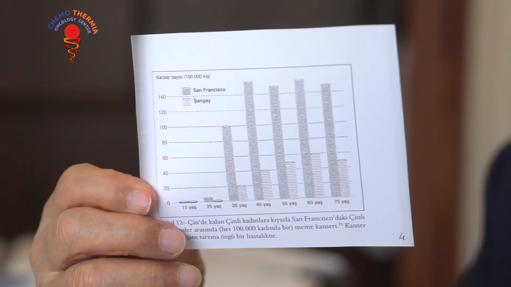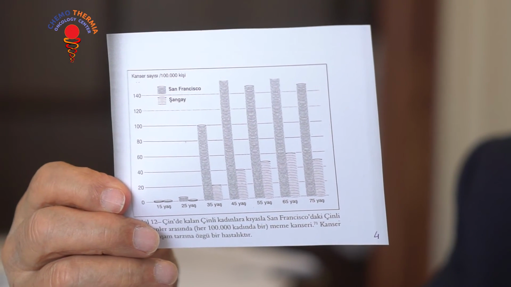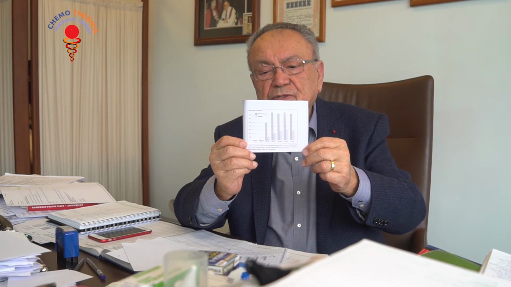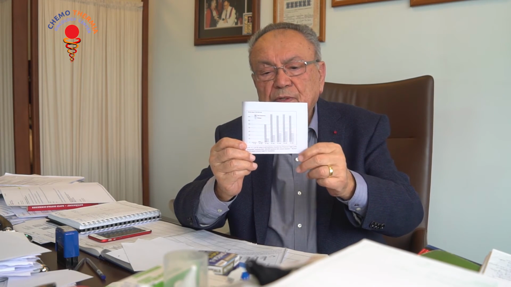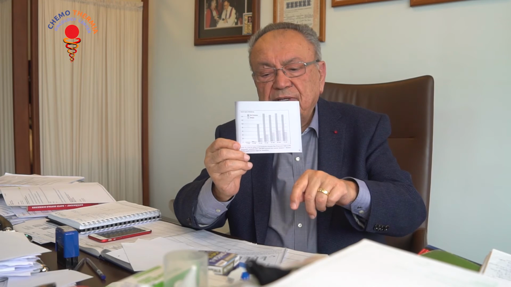Another example is the effect of nutrition in Chinese women. Chinese women in Shanghai, the cancer incidence by age groups: you see the lower columns are women in Shanghai, and the higher columns are the same Chinese women living in San Francisco. The only difference in these two groups is the way of living, the way of nutrition, in San Francisco and Shanghai.